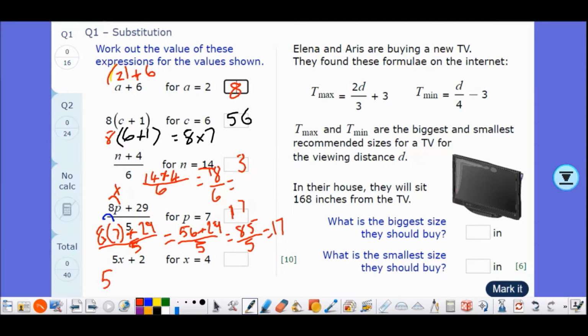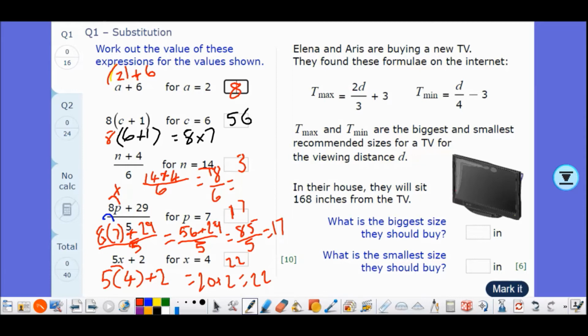On the next one, again, I'm going to put a set of brackets in to house my substituted value. Okay, and again, 5 times 4 gives me 20. Plus the 2 gives me 22. So when x equals 4, that value is 22.